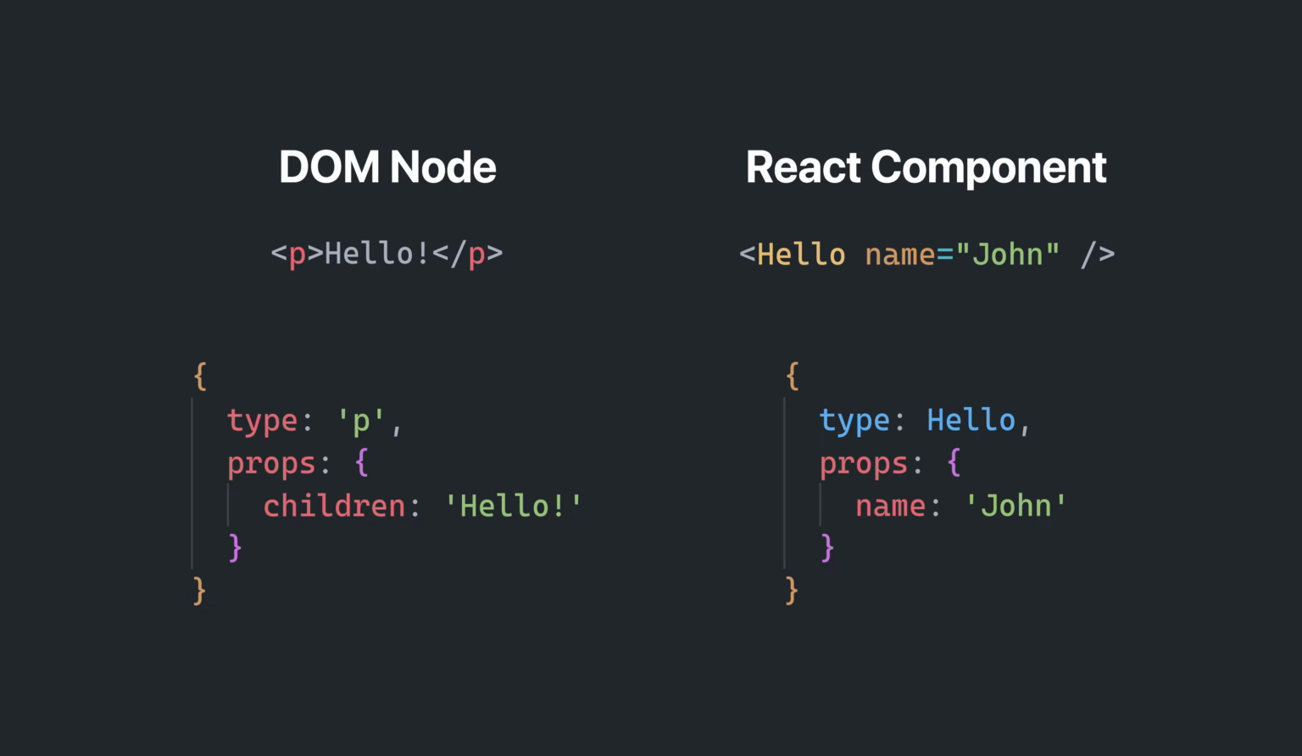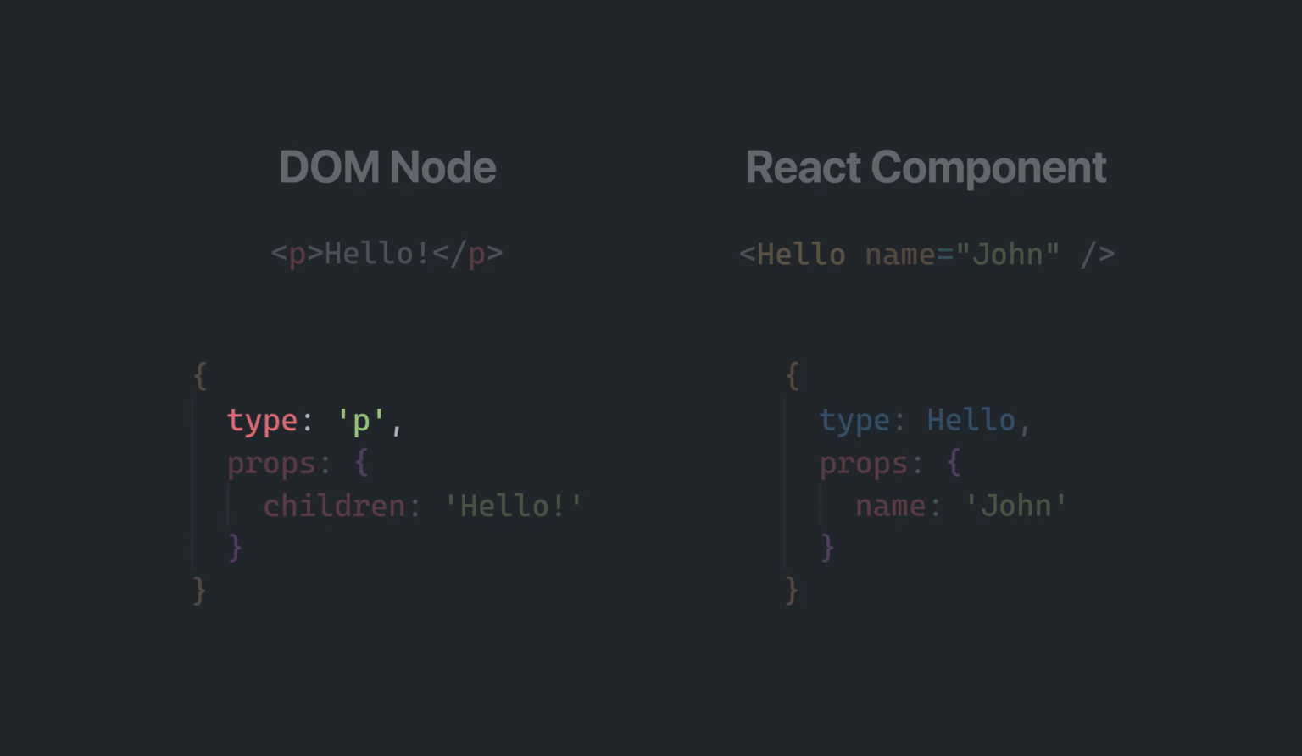An element can represent both a DOM node or a custom React component. If the element is a DOM node, its type property will be a string. If the React element is a component, its type property will be a reference to the React component. That's usually just a JavaScript function.